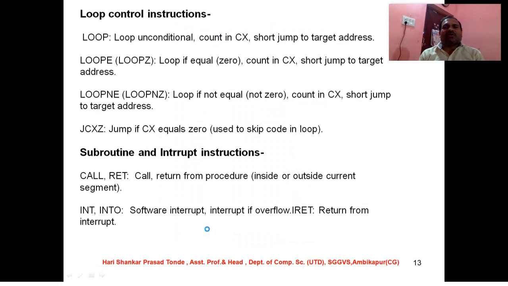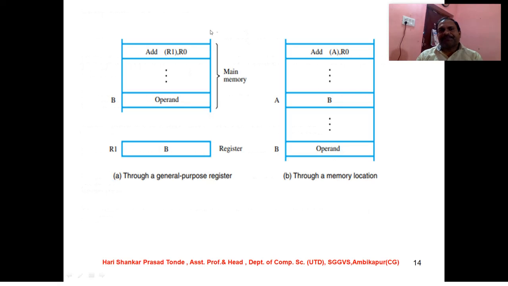So students, this is all about the particular programming part, and on this screen we have already discussed loop, LOOPE, LOOPNE, JC, JCXZ, subroutine and interrupt instructions, CALL, RET, INT, INTO. We have already discussed these, so I am skipping them. This will be the structure of how the general purpose register is going to work and how it is used in the memory location. Let us understand this.